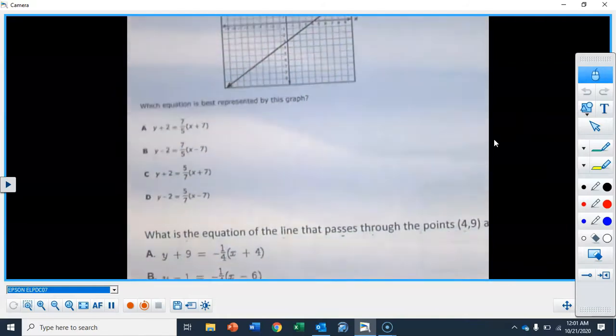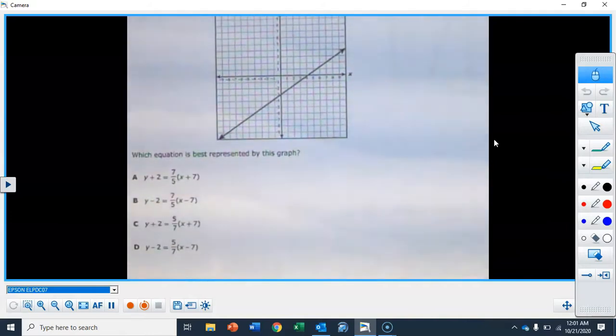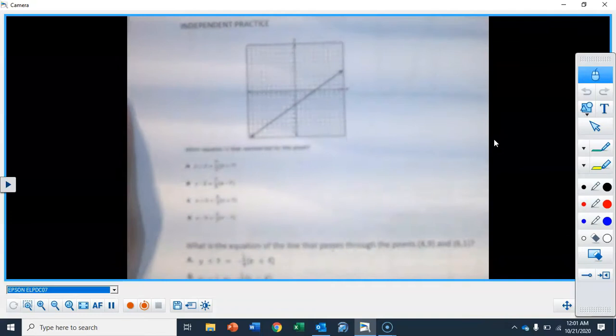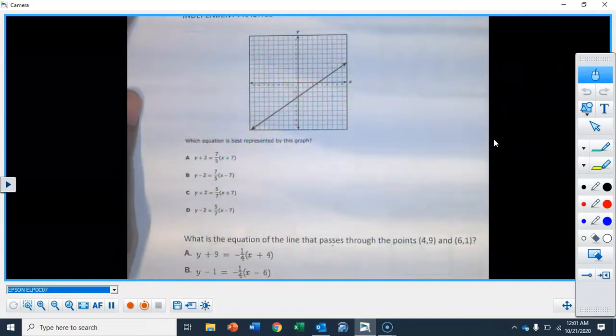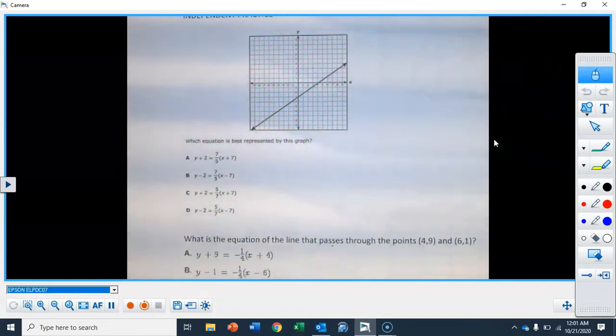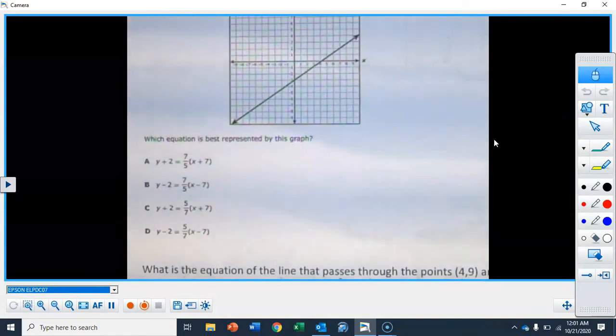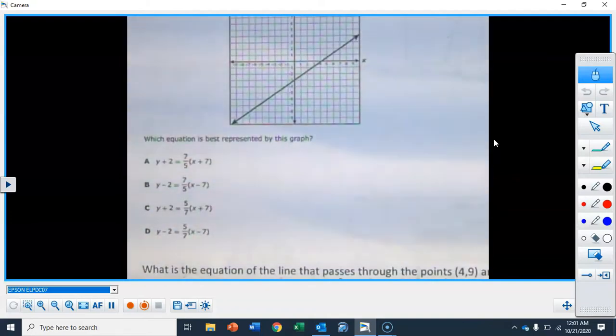Okay, for the independent practice questions, same thing here. Let me zoom out. Okay, what we're going to do is we're going to find clean points on here, and we're going to use point slope because all our answer choices are in point slope. You're going to see me kind of zoom in and out a lot. Sorry about that. So the first thing is, let's find 2 points on the line. See if you can do that.